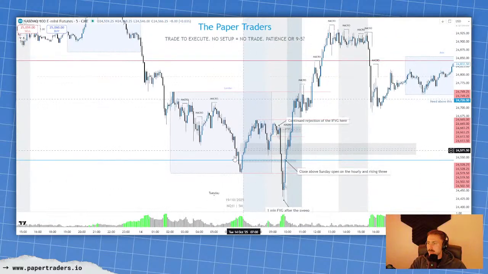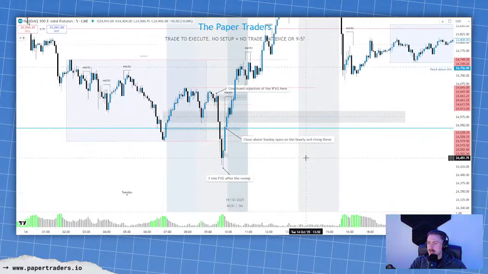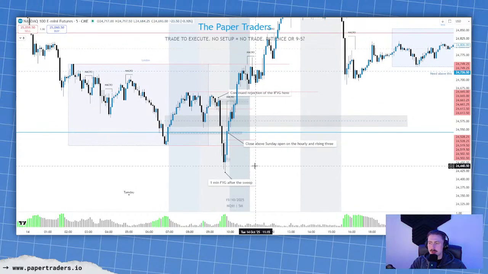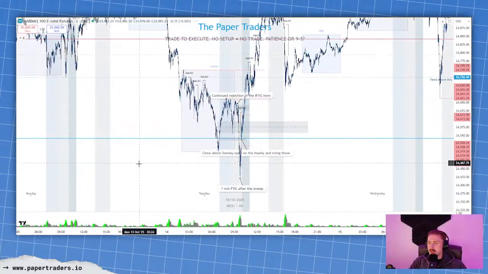We came down, retested this Sunday open, swept below it, filled this gap. And you can see once we filled the gap, we also had the VIX starting to go up. New 15-minute candle opens up right there, 945, sweeps the previous 15-minute candle low, and then we get our reversal to the upside.